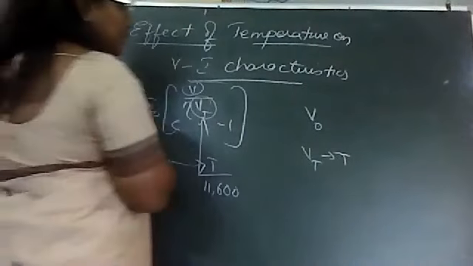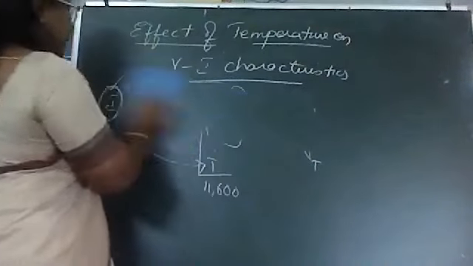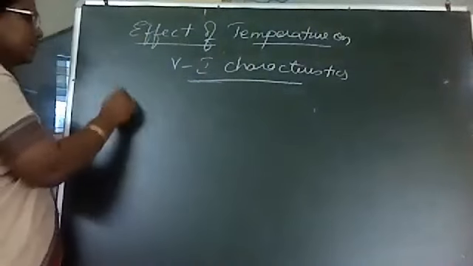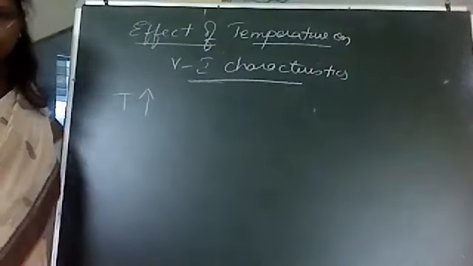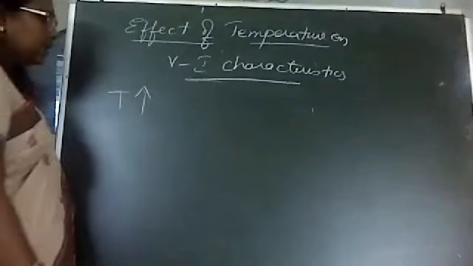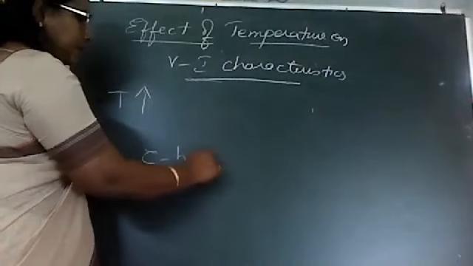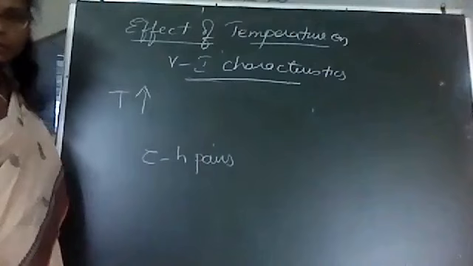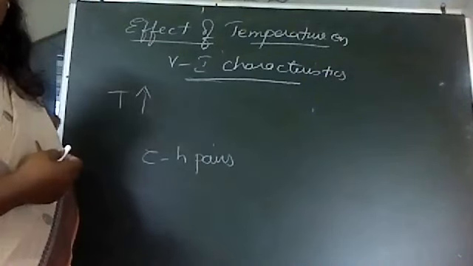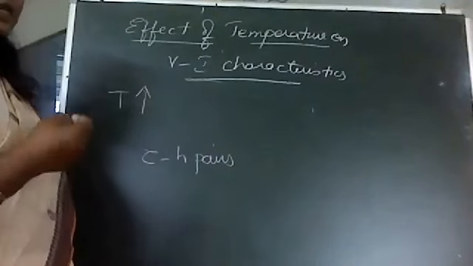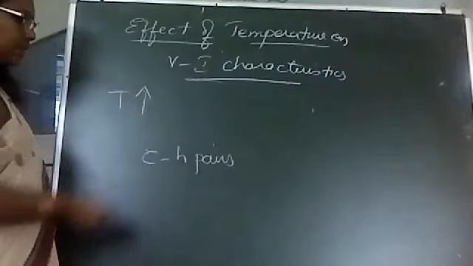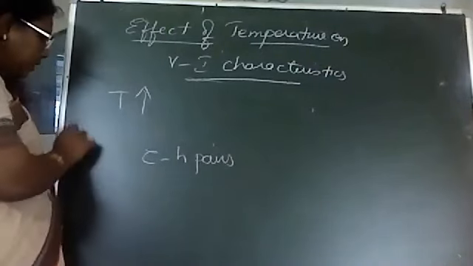Now, how do we understand this more clearly? Whenever there is a change in temperature, let us say temperature is increasing, what are we saying? More number of electron hole pairs are generated, isn't it? Initially, all the electrons will be in covalent bond with one another. But whether there is a change in voltage or increase in temperature, either of these two might result in breakage of bonds.